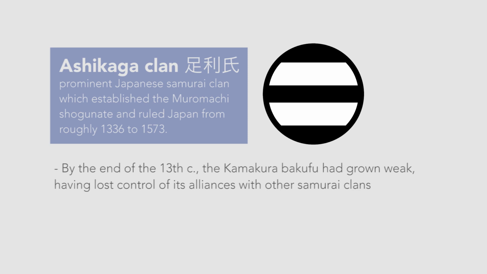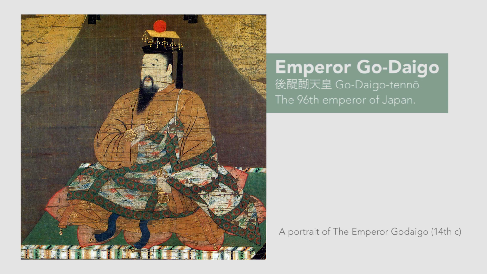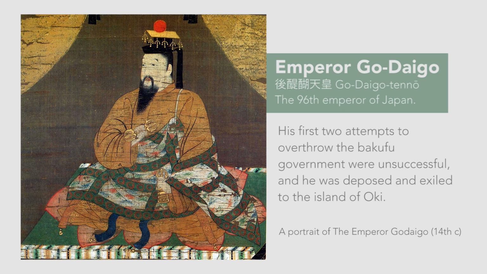By the end of the 13th century, the Kamakura Bakufu had lost control of its alliances with other samurai clans, and by 1319, they allowed an able emperor to take the throne. Emperor Go-Daigo made a series of attempts to overthrow the Bakufu. The first two attempts were unsuccessful, and he was deposed and exiled to the island of Oki. Third time's the charm, right?